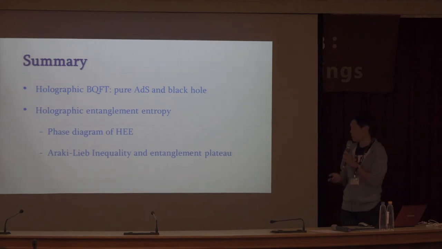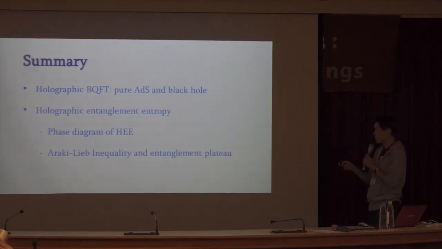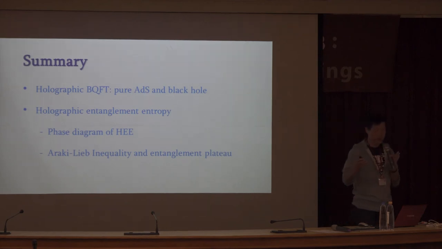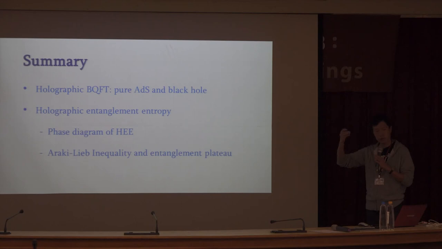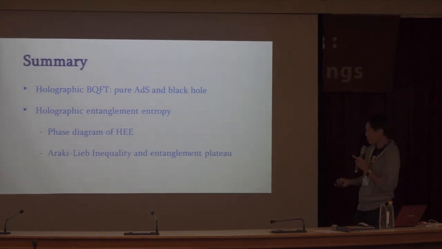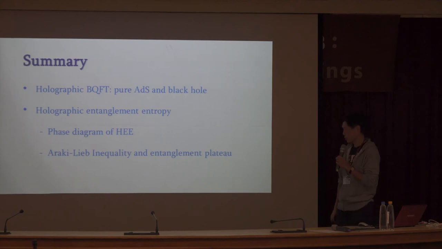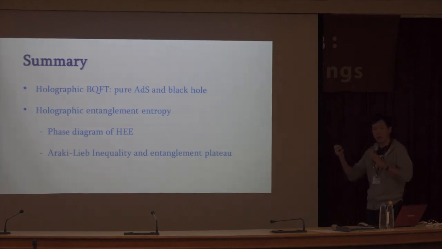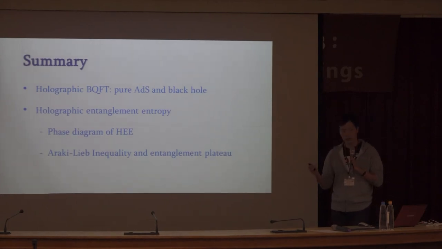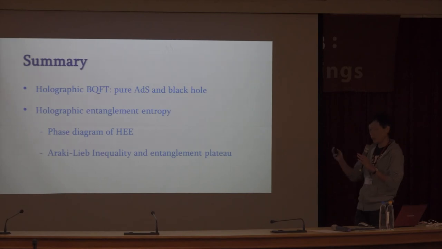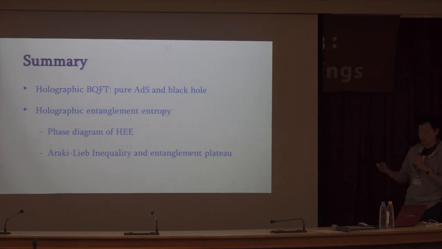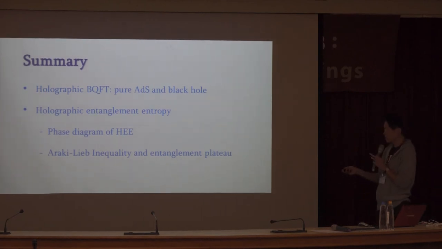So it's a summary. The summary is that we studied holographic boundary quantum field theory, and we studied two cases. One is AdS and the black hole. In the AdS case, we only have the effect from the boundary, but for the black hole case, we also consider the horizon coming from the black hole part. And we calculate the holographic entanglement entropy in this case, and we know the phase diagram of this entanglement entropy. We found that you have two more new phases coming from boundary cases, and for different sizes of A, we have different phases, and between them we have phase transitions. And we modify this Araki-Lieb inequality, and finally we can show this difference of the entanglement entropy between A and A complement.